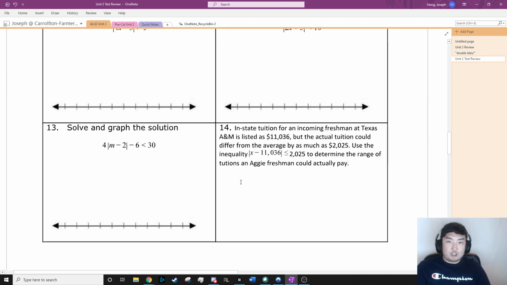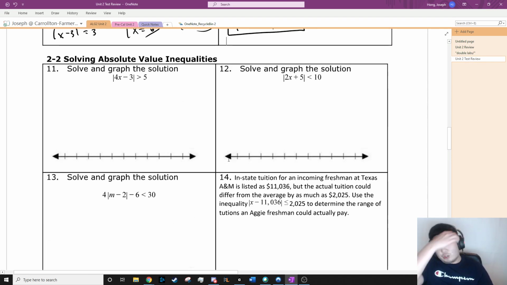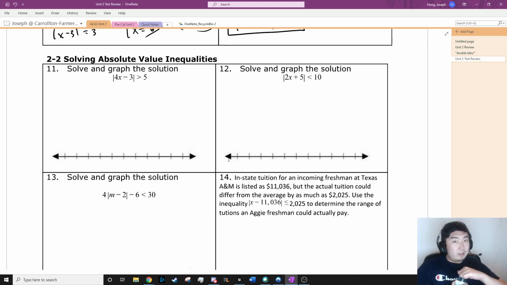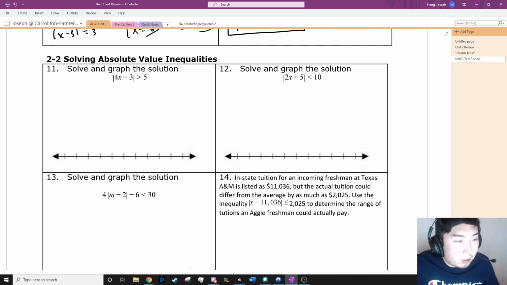Alright, this is where things get juicy. 2-2 is going to be talking about solving, again, but instead of equations, we're solving inequalities. And know that for the inequalities, they're talking about what to do with the inequality facing towards the absolute value and the inequality facing towards the non-absolute value, or facing away from the absolute value.